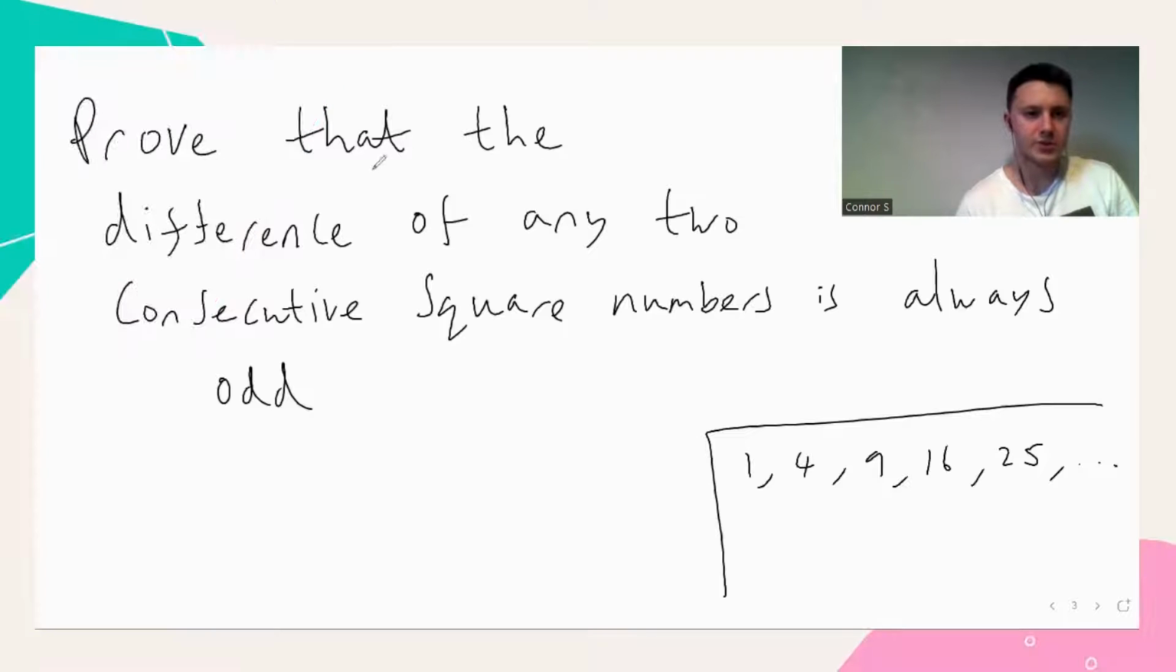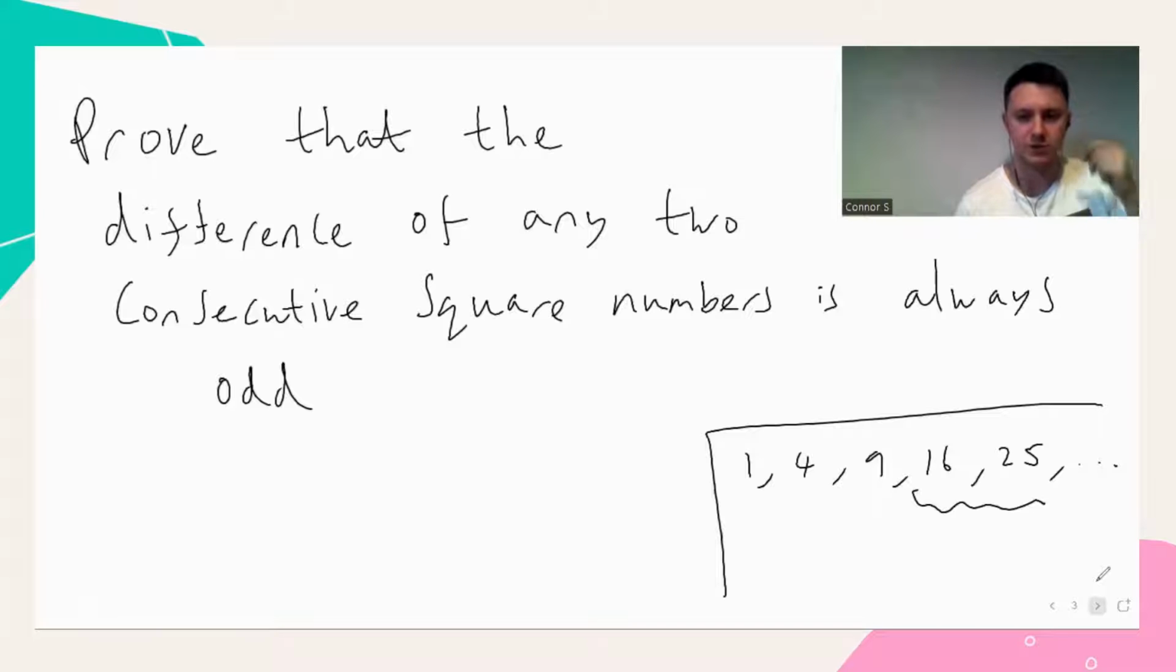So the example we're going to do is this one. We're going to prove that the difference of any two consecutive square numbers is always odd. What this means is that if we pick any two consecutive square numbers, so we could pick like 16 and 25, we could pick 81 and 100, so any two square numbers in a row, if we find the difference between them, we've got to prove that that difference is always odd.